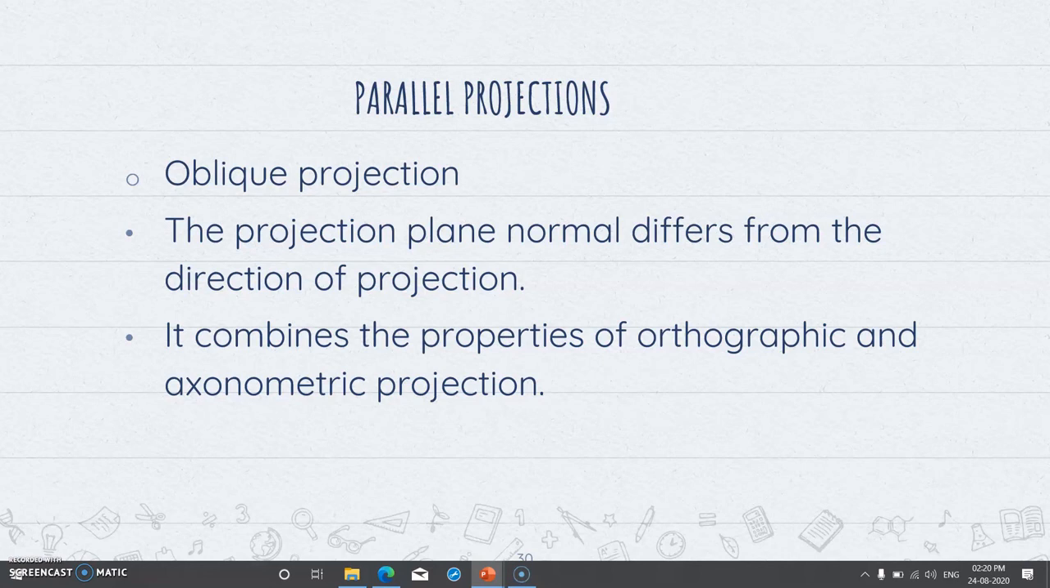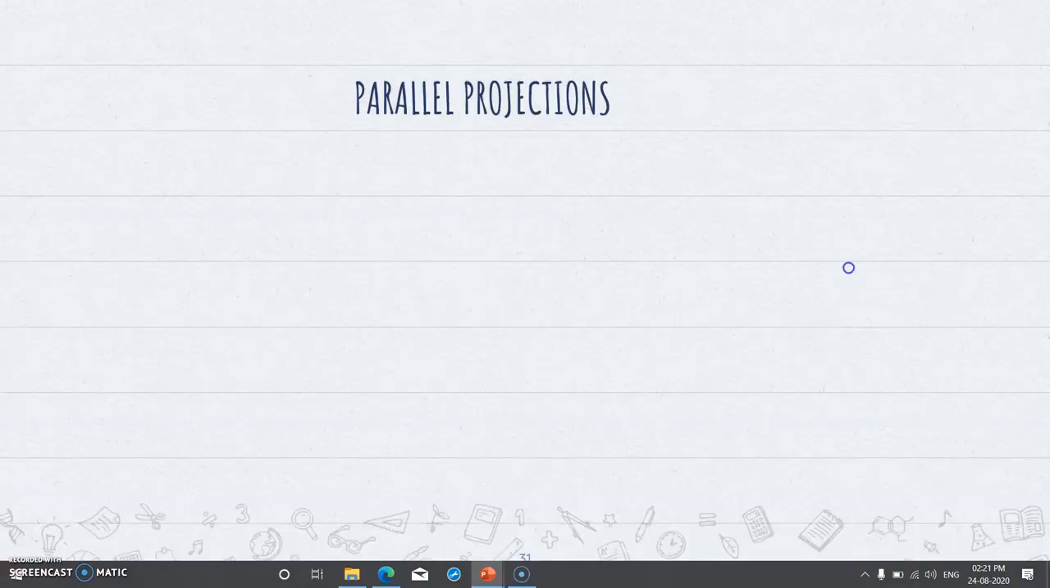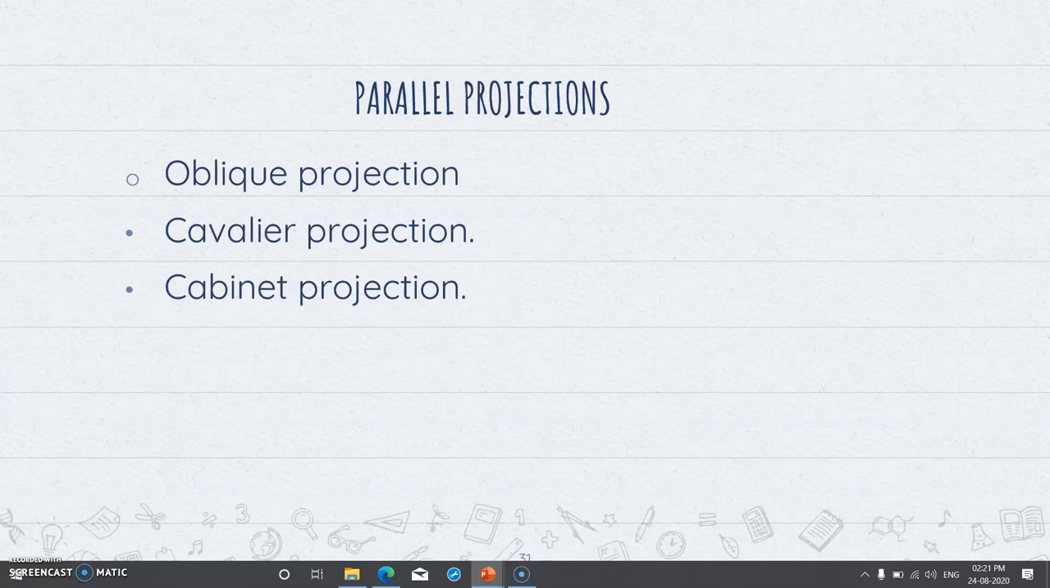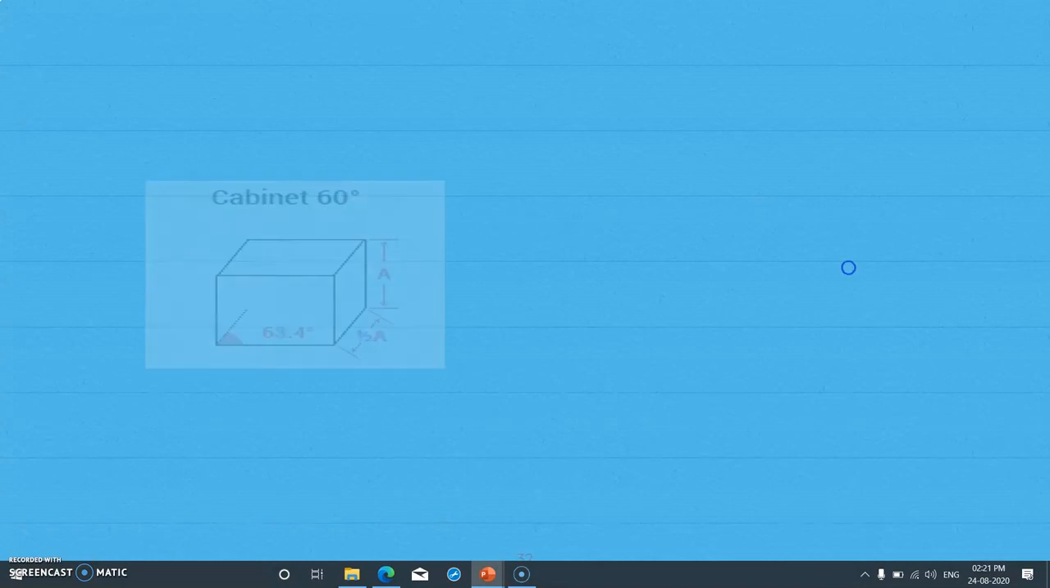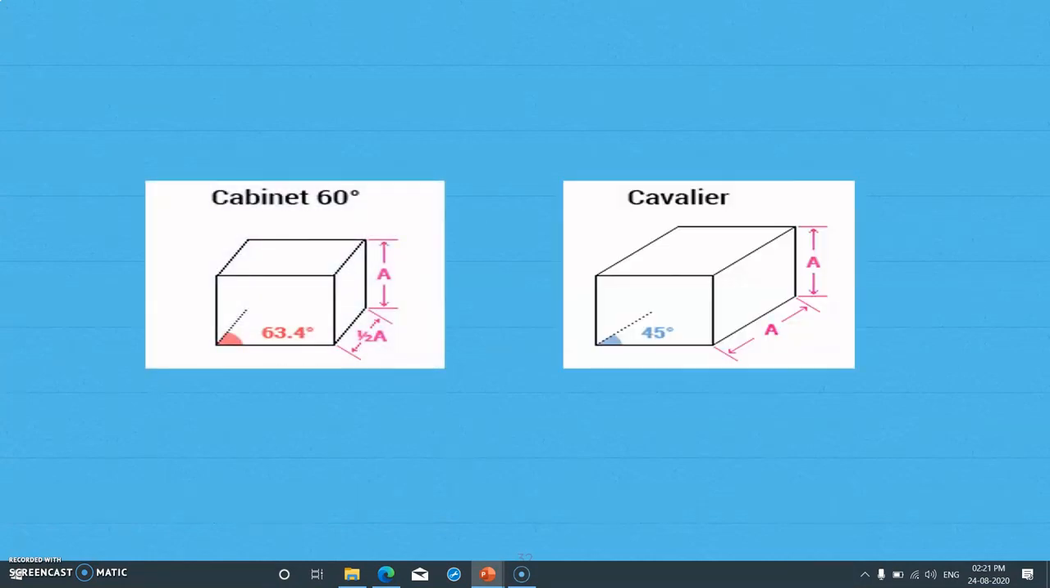Oblique projection is frequently used in textbooks as it is easy to draw. So when we draw textbook drawings, we use oblique projections. Oblique projections are divided into two categories: cavalier projection and cabinet projection. In cavalier projection, the direction of projection makes a 45-degree angle with the projection plane. And in cabinet projection, the direction of projection makes a 63.4-degree angle with the projection plane. But actually, cabinet projections are more realistic than cavalier projections.